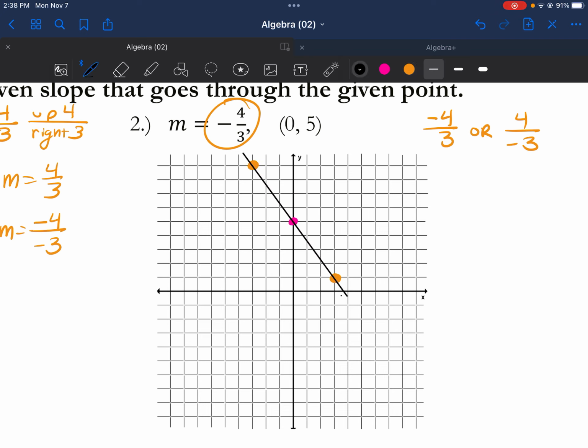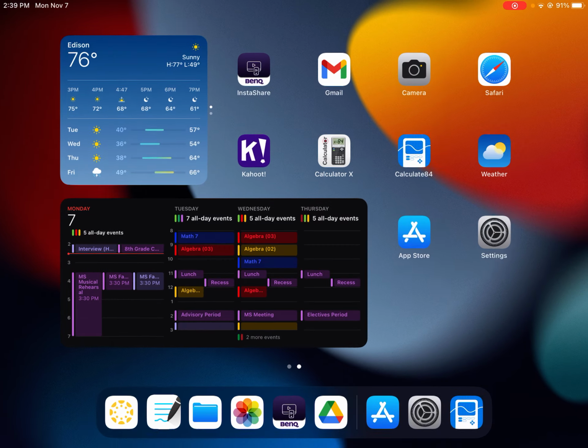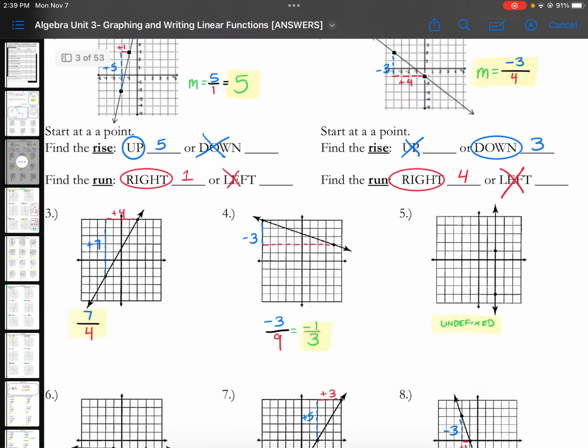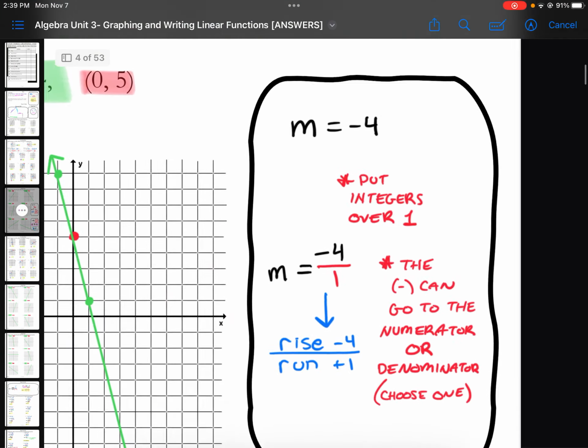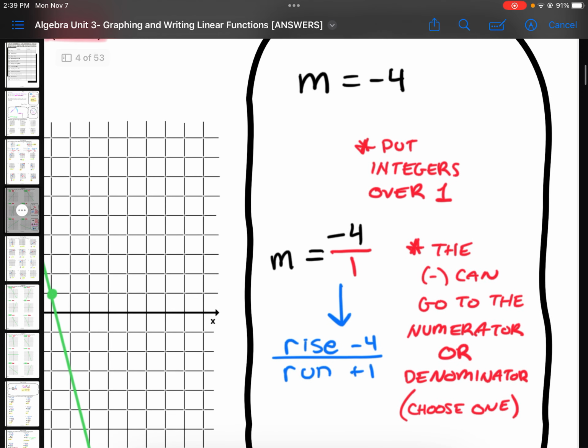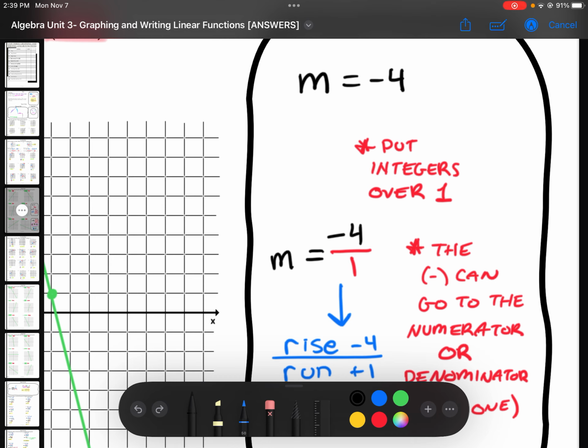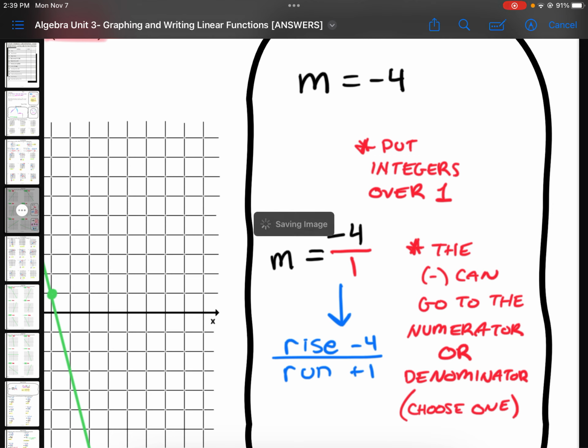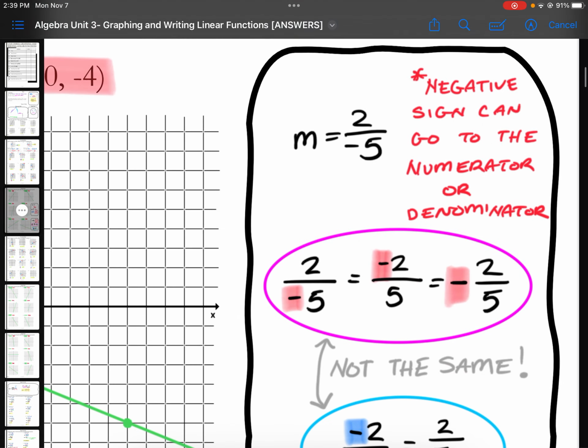Now, sets of notes that are going to be helpful. You're going to want to write this down, okay? Because let's say you end up with a slope and it's like, hey, I'm -4. Well, how am I supposed to do that with a rise and a run? You need to put it over 1 so that you know how to do your rise over run. Go ahead and pause this so you can copy down the notes, or you can get it from Google Drive. The second set of notes are right underneath it, right here.